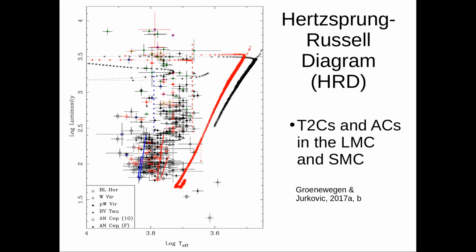As we move on to the W Virginis and the RV Tauri stars here in the upper left corner, you can see that they are a little bit different. New evolutionary models have shown that this is possible too, but not as it is shown here with this model in the red and the black.